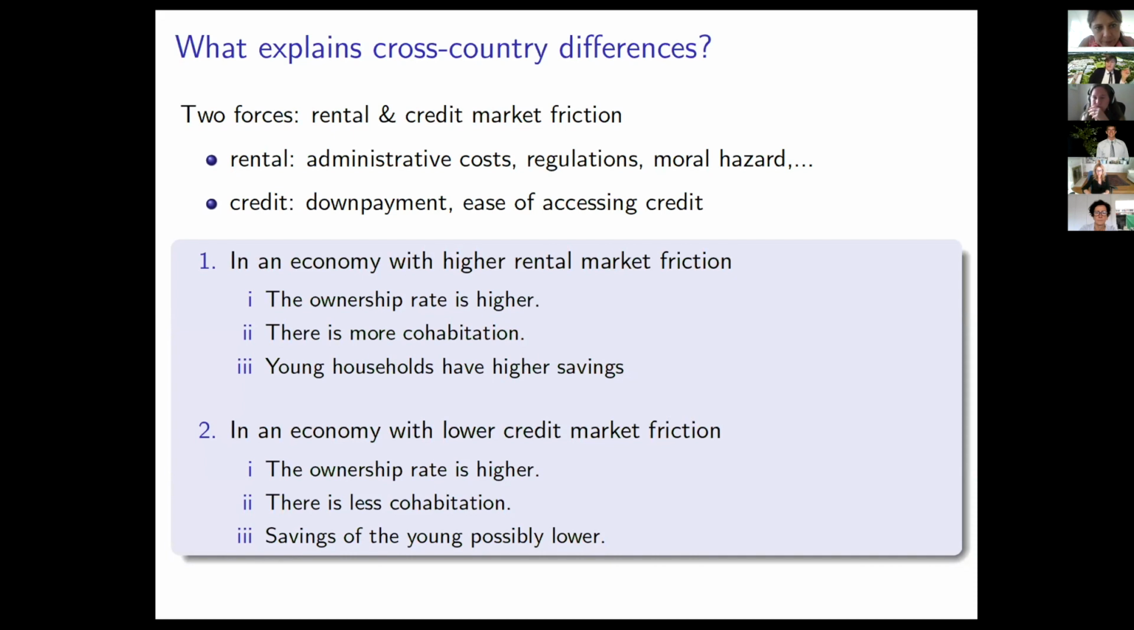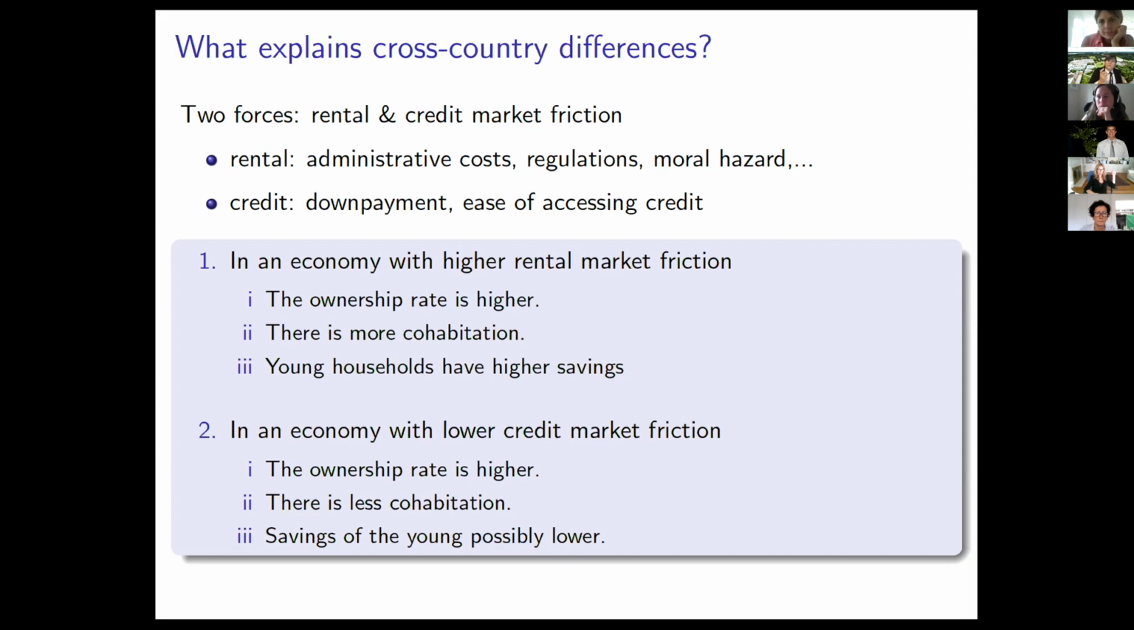Now let me contrast that with the effect of lower credit market frictions. When agents can finance a larger part of the house purchase with credit, we also get that the home ownership rate is higher, but now there's less cohabitation. Young households can now more easily enjoy the benefits of home ownership and avoid the expensive rental market while still moving out and being independent.